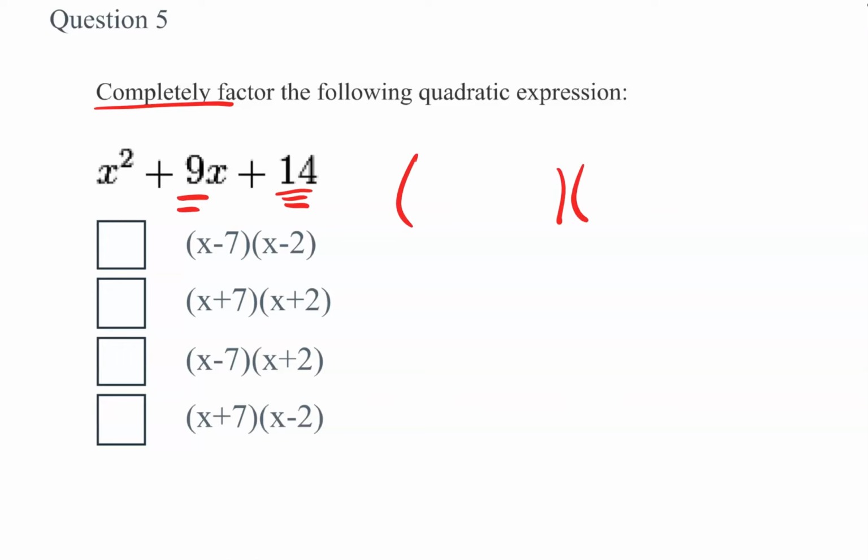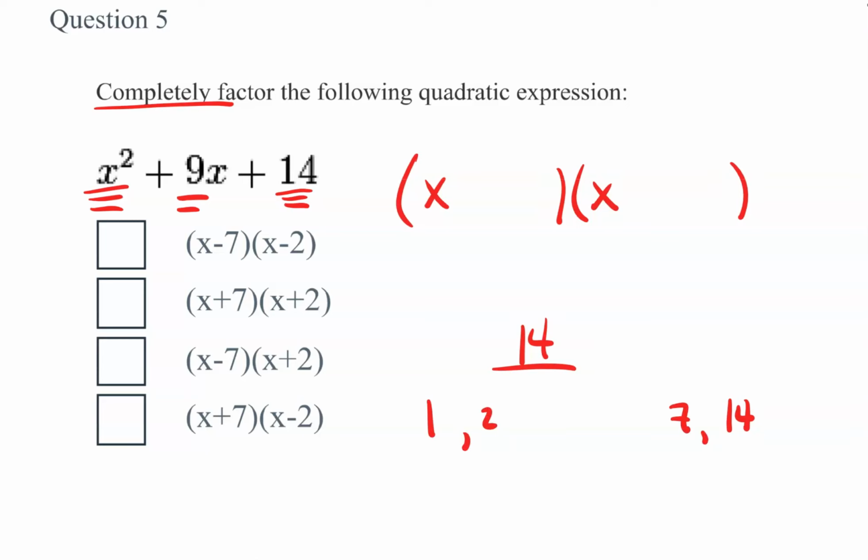Well, that should be pretty easy to do. The beginning always starts with x times x. That's what's going to get us back to the x squared. The two numbers that multiply to make 14, that add or subtract to make 9, well, if you don't see it immediately, remember we can create a full list of our factors, the largest and the smallest, and then work our way back to the middle.